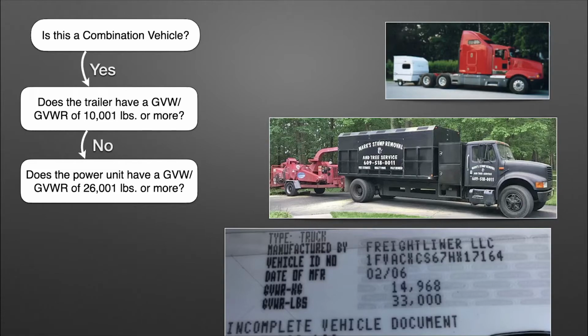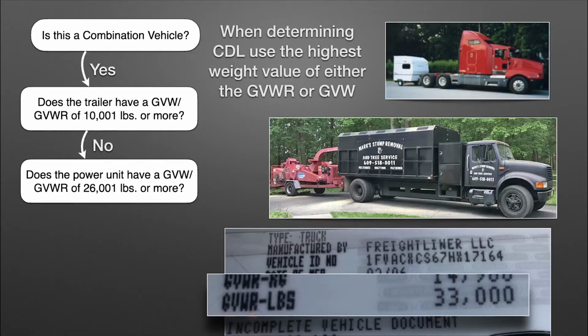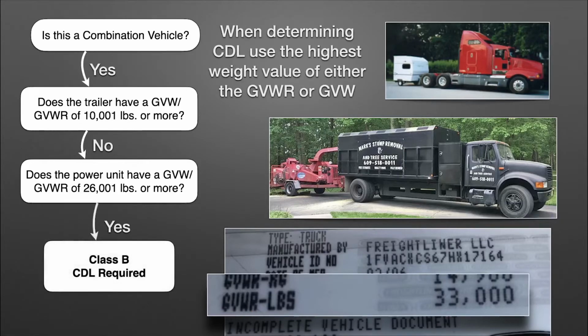Takes us to this question, does the power unit have a gross vehicle weight or gross vehicle weight rating of 26,001 pounds or more? We can look at our VIN plate right down here, and let me enlarge that just a little bit for you. It says gross vehicle weight rating 33,000 even pounds. So we're going to answer yes to that, and that is going to drop us to a Class B CDL.